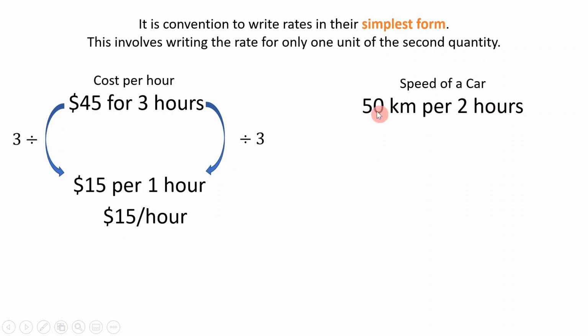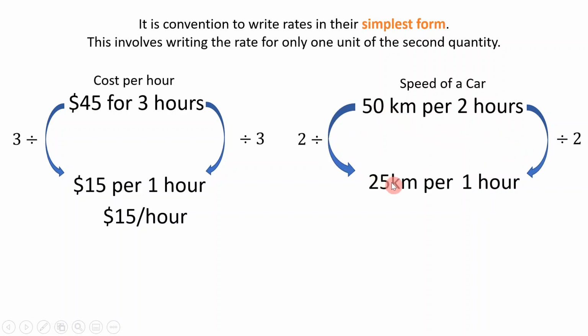Let's simplify this one. We have 50 kilometers per 2 hours. Again, when we're simplifying rates, we want the second quantity to be 1 unit. So that means instead of 2 hours, we want it to be 1 hour. So 2 to 1, I'm obviously dividing by 2. I do the same thing to the other side. 50 divided by 2 is going to be 25 kilometers per 1 hour. And the way that I would write this is like this, 25 kilometers slash hour. So that means for every hour I travel, I'm going 25 kilometers.